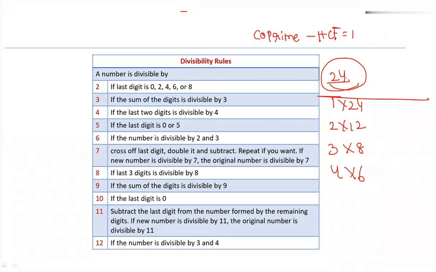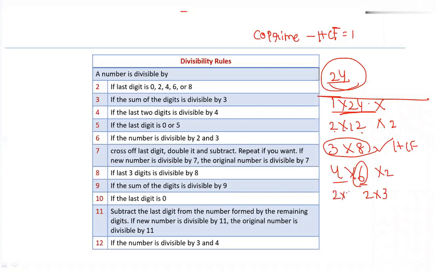For the divisibility rule of 24, 1 and 24 I'm eliminating because 24 is the number itself. 2 and 12 got eliminated because 2 is common. 8 and 3 got selected because nothing is common other than 1. 4 and 6 got eliminated because 2 is common. Whenever you have a common number for those numbers, it's not like you are doing for 24 directly. If you have a common number, it's like you're doing for the highest number whatever you have.